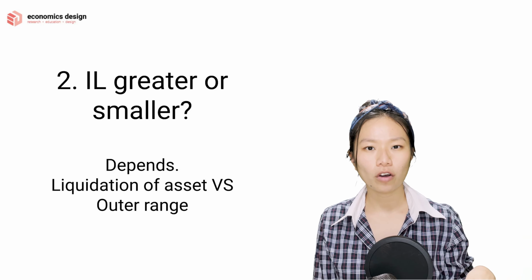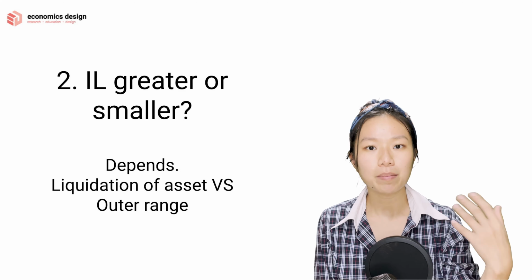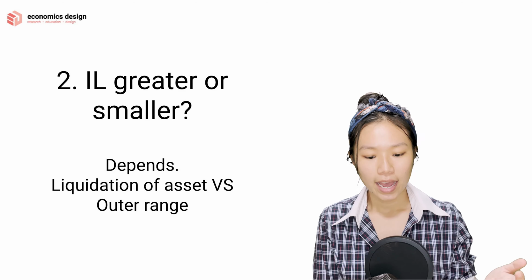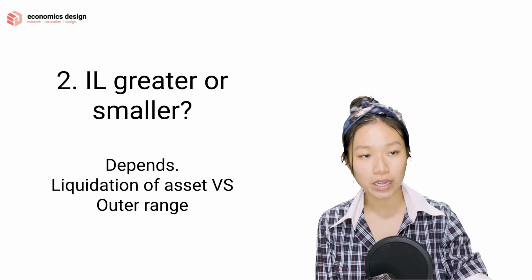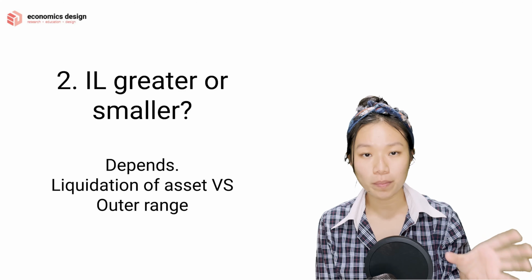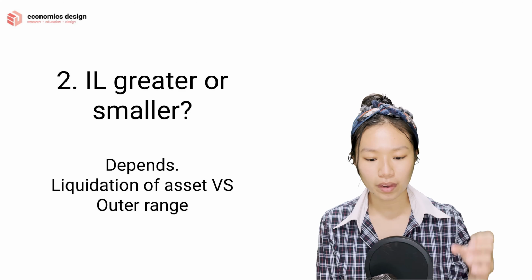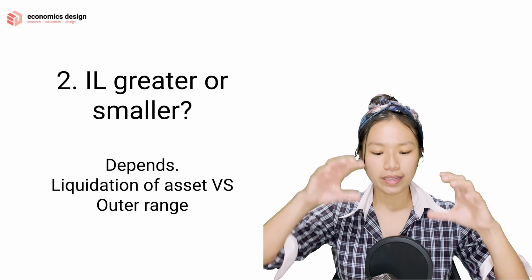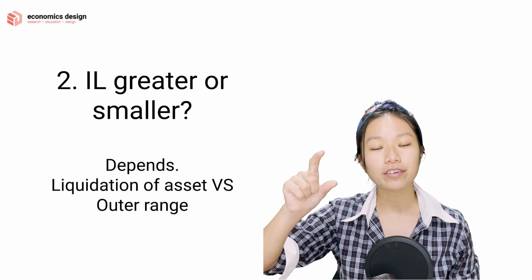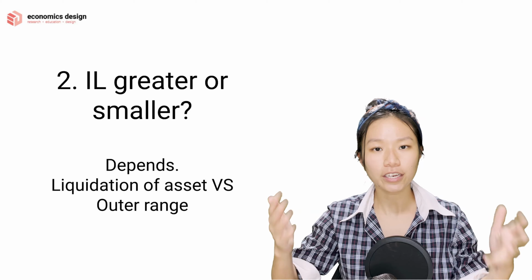And that brings to the point of, is impermanent loss greater or smaller? Does this system improve the concept of impermanent loss? So it depends. If we're liquidating the asset for the other asset because it's trading out of range, then your impermanent loss is likely to be greater. Versus now you're able to choose the kind of range that you want to trade at, then you might have a smaller impermanent loss if you're actively managing your position. So active management is good and bad.